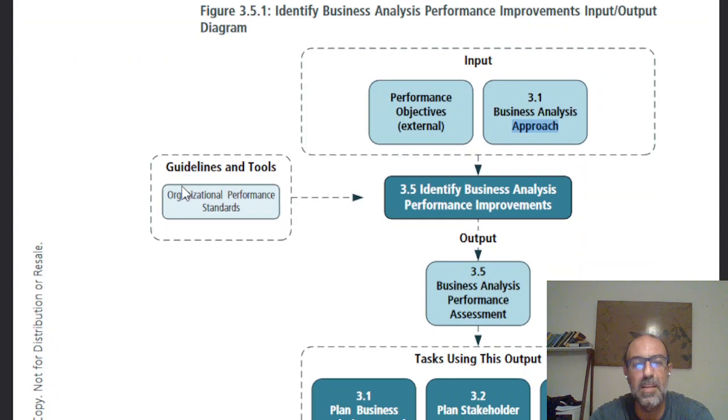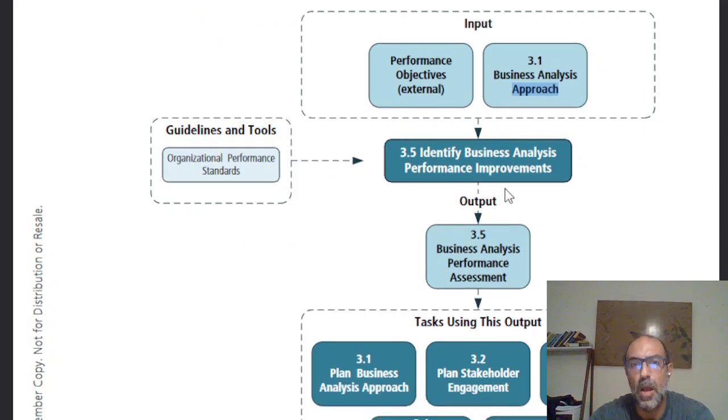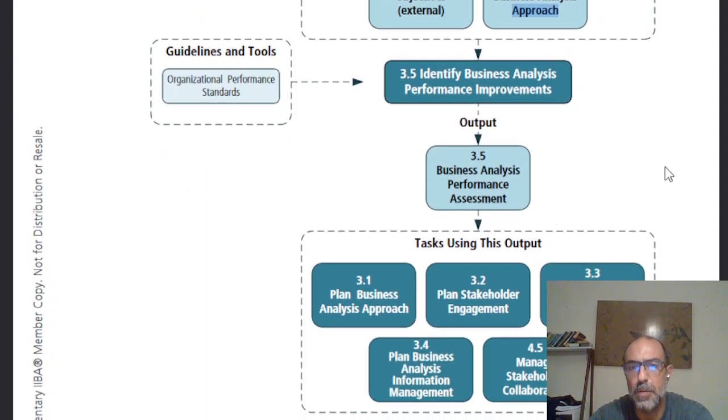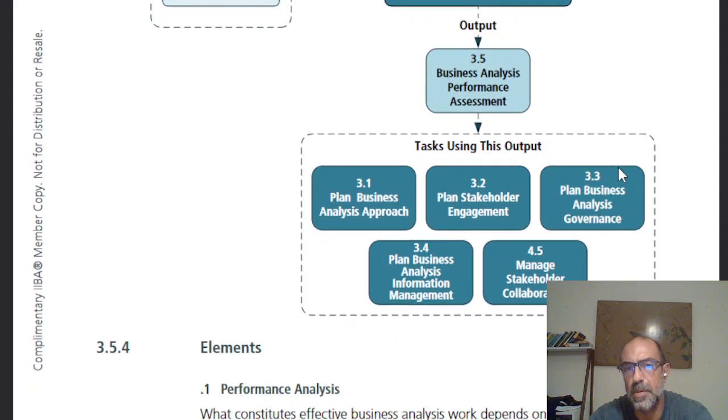Guidelines and tools, they didn't copy paste, but organizational performance standards. Because some protocols of the organization might have something that you could actually use. And I'm sure you research as well, identifying your own organization and the organization you're working with, by the way. You get to explore how you can do things better for the sake of what the end result should look like. And the output is business analysis performance assessments.